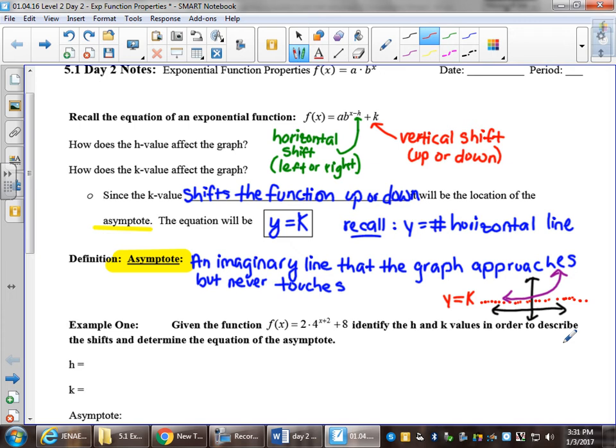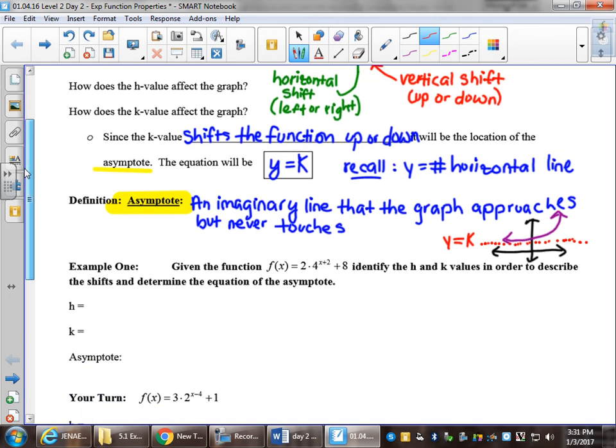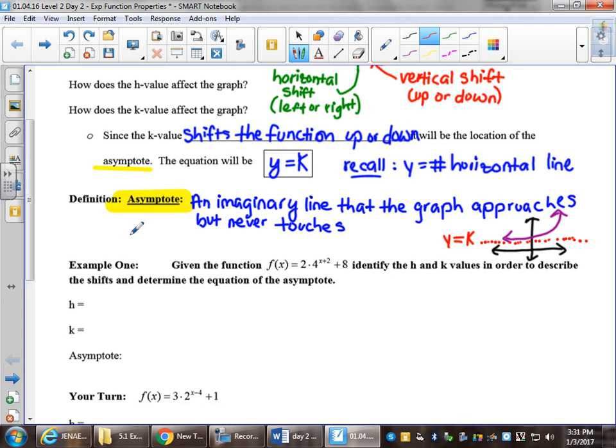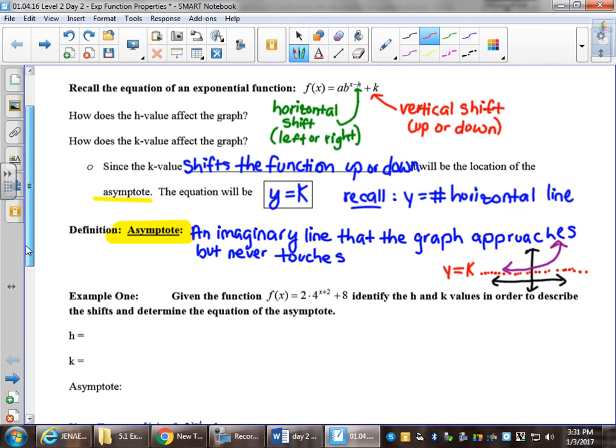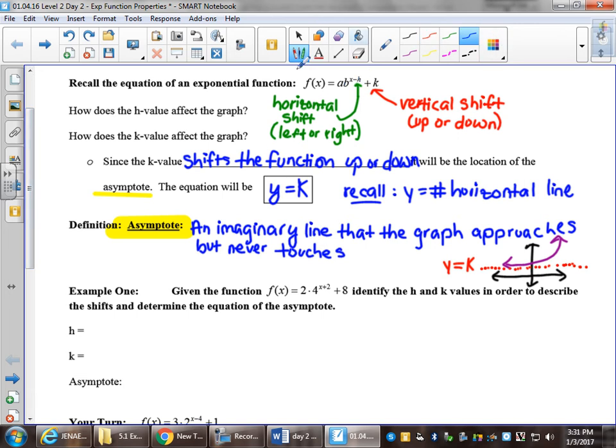The best way to really own these characteristics is to practice them. So let's jump right into our first example. Example 1. Given the function f of x equals 2 times 4 to the x plus 2, plus 8, identify the h and k values in order to describe the shifts and determine the equation of the asymptote. So first our job is to identify h and k. So I'm just going to slide this up so we can see this at the same time. I know mentally I'm thinking a times b to the x minus h plus k. So if it helps, above this, go ahead and write x minus h.